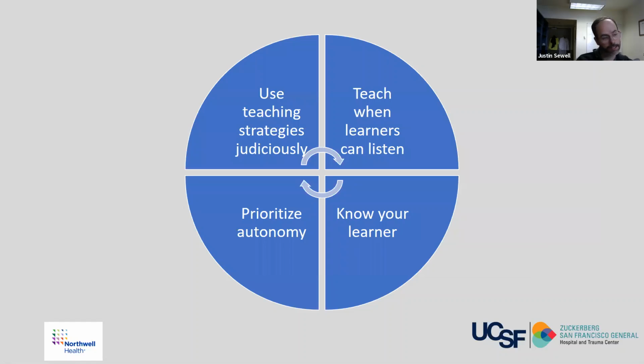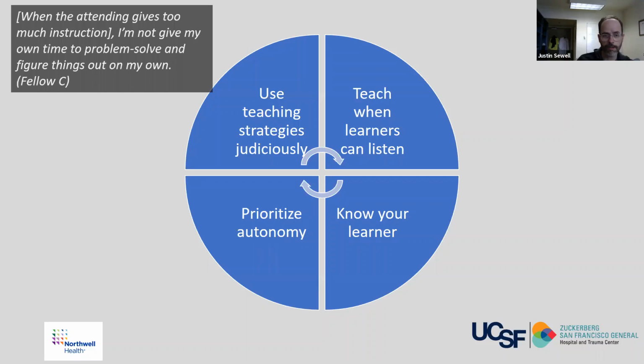So I'm going to discuss some practical findings, and then we'll get into the discussion. So the main 4 take-homes that I learned to promote learning and procedural learning from the perspective of cognitive load theory is, number 1, to use teaching strategies judiciously. Really, when attendings just talked and talked and talked and did lots of teaching, it interfered with learning. So good teaching can be bad when it's used too much or at the wrong time.